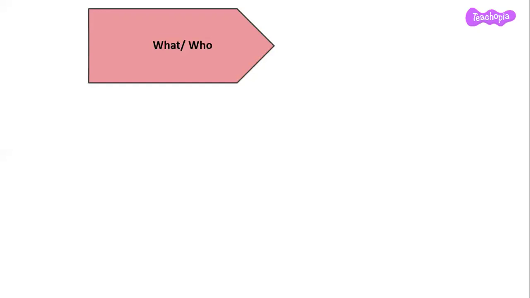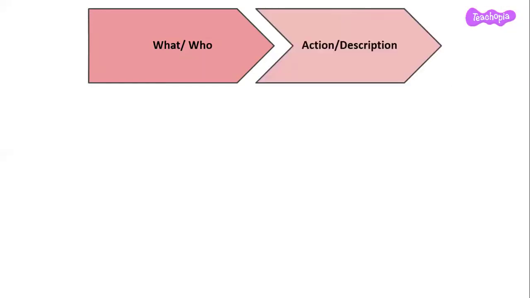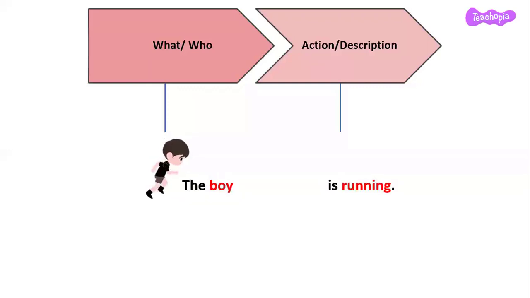Here is an example. What or who am I talking about? And what action or description I want to add. Let's look at the first example here. Here, I want to communicate the boy is running. So in the first block, I will address who I'm talking about. That is, I'm talking about the boy, and the action that the boy is doing is that he is running. So my sentence is the boy is running.